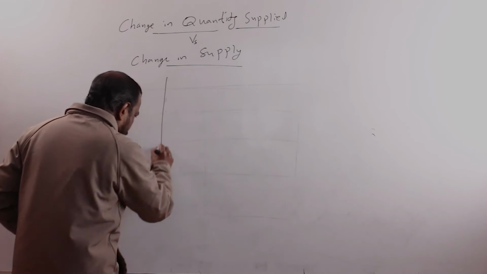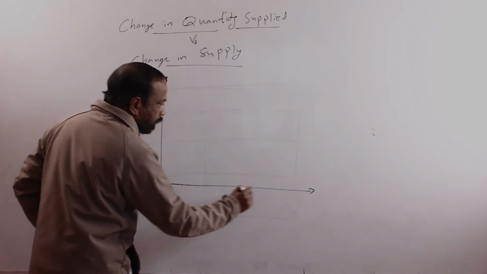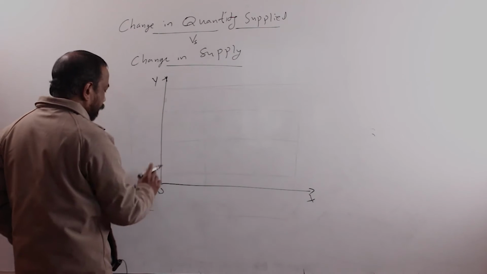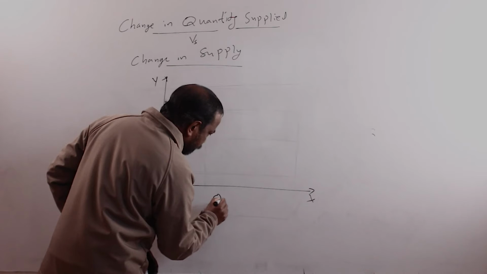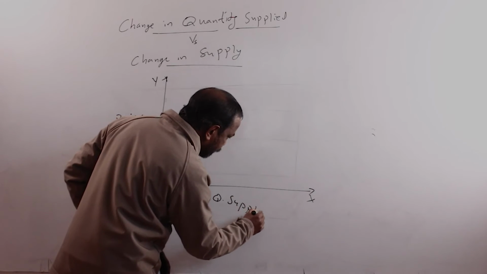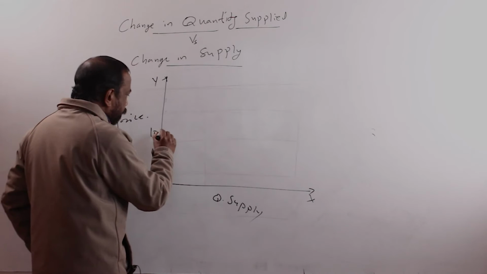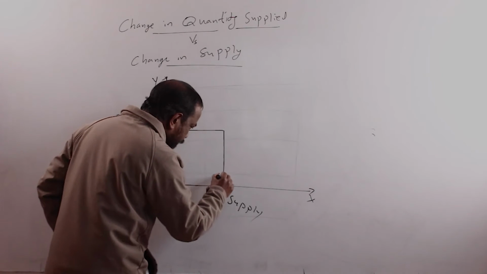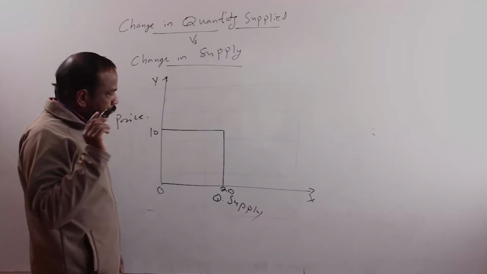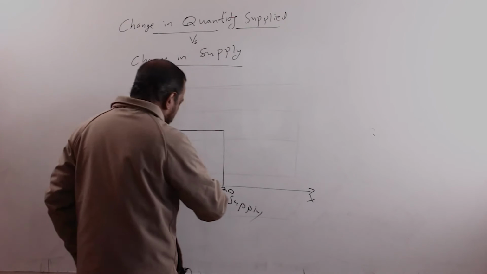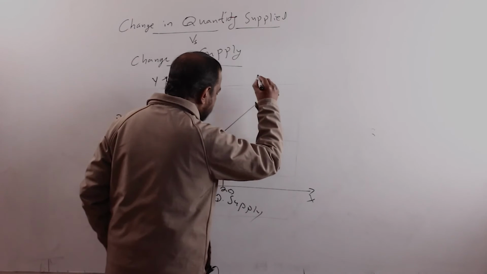You know, two axes, x and y. X always measures price, quantity supply. Here we are using quantity supplied. Now price is 10, quantity supplied I can say this is 20. Now you know the shape of the supply curve. Our supply curve slopes upwards. This is our supply curve, SS.